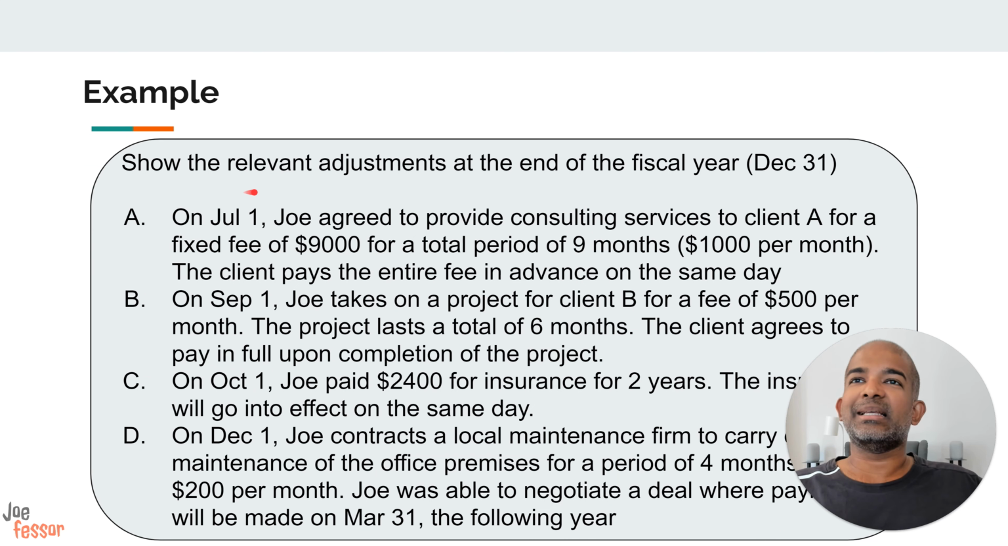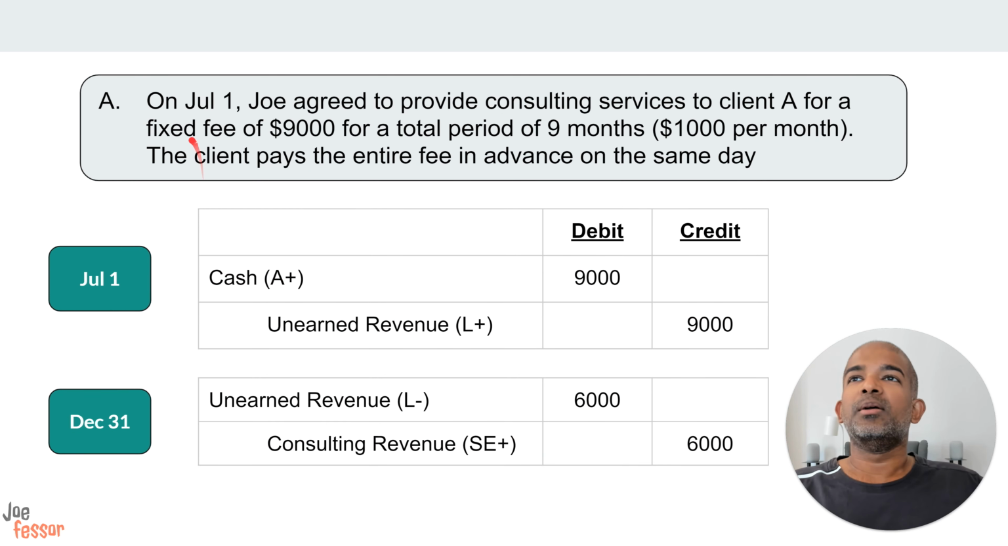Now let's look at an example where we'll have to show the relevant adjustments at the end of the fiscal year, which is as of December 31. Let's look at transaction A. On the 1st of July, Joe agreed to provide consulting services to client A for a fixed fee of $9,000 for a total period of 9 months, which is $1,000 per month. The client pays the entire fee in advance on the same day.